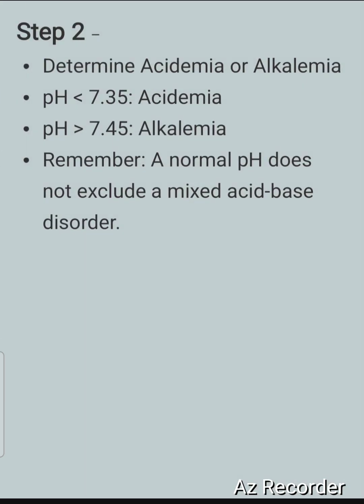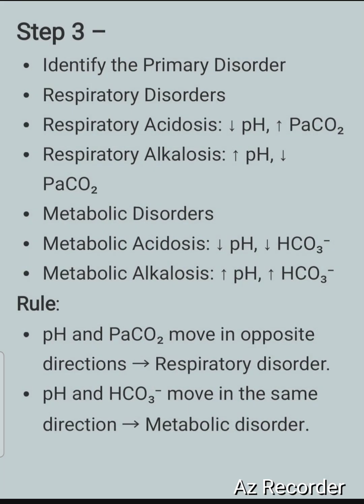Step 2. Determine acidemia or alkalemia. If the pH is less than 7.35, it is acidemia. If the pH is greater than 7.45, it is alkalemia. Remember, a normal pH does not exclude a mixed acid-base balance disorder.